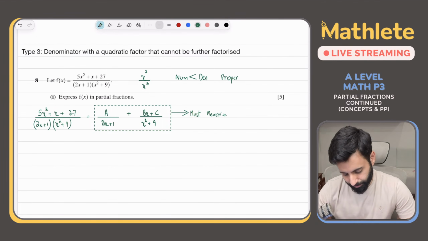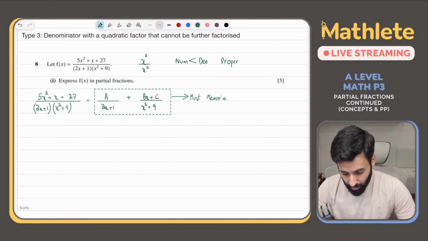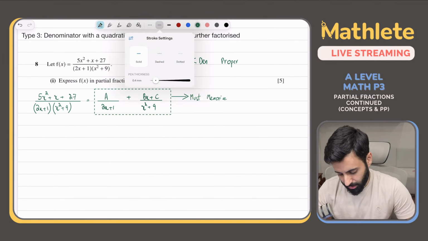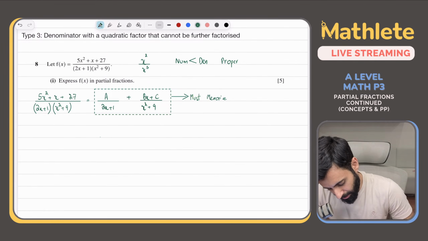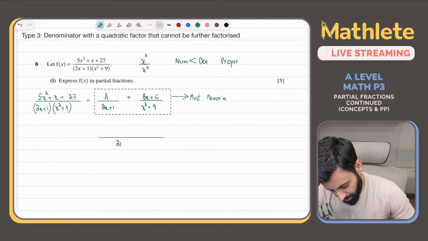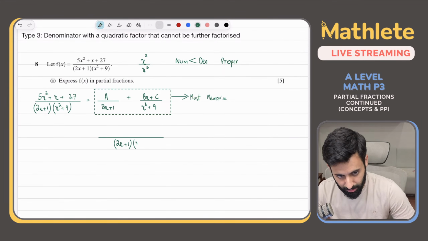Okay, now let's solve this. Let's solve and see what's what. So we will first take the LCM. The LCM will be equal to 2x plus 1 into x squared plus 9, same as before. Okay, 2x plus 1 into x squared plus 9.